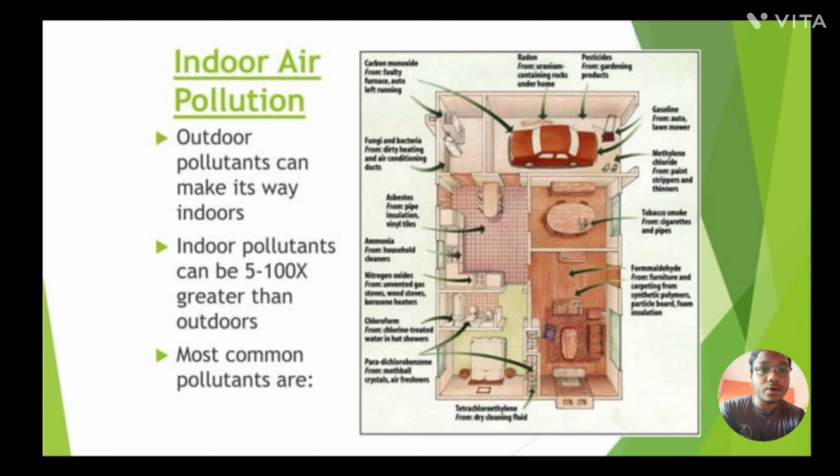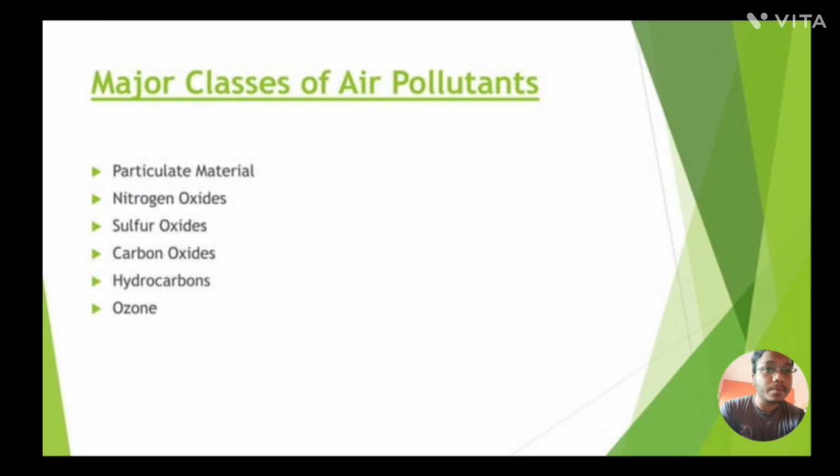Indoor air pollutants. Outdoor air pollutants can make their way indoors. Indoor pollutants can be 5 to 100% greater than outdoors. The most common ones are shown in the figure. Major classes of air pollutants: particulate material, nitrogen oxides, sulfur oxides, carbon oxides, hydrocarbons, and ozone.